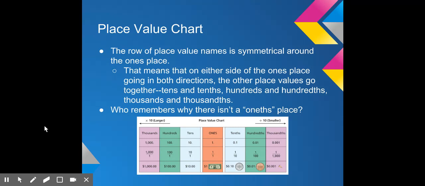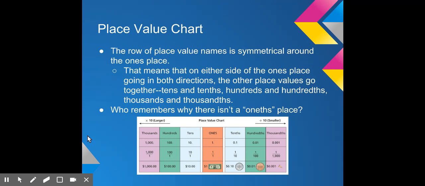Remember, the row of place value names is symmetrical around the ones place. So here's the ones place, and if we work our way out of the ones place in either direction, we have tens and tenths. Those words go together. 2 places out from the ones, we have hundreds and hundredths. And then 3 places, we have thousands and thousandths. So the numbers, as they go out from the ones place in either direction, the place values actually go together.